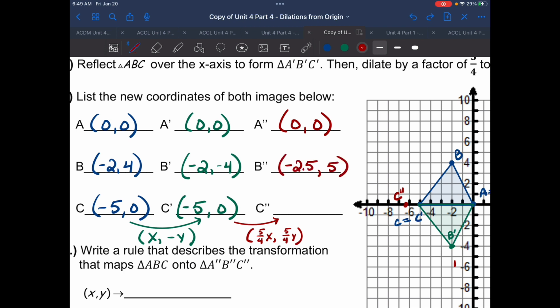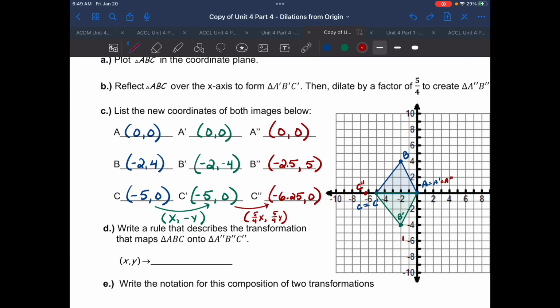All right, so now we're multiplying by 5/4, and yeah, you could use your calculator, but we get (-2.5, 5), and finally (-6.25, 0). All right, now think about that. What's that going to do?